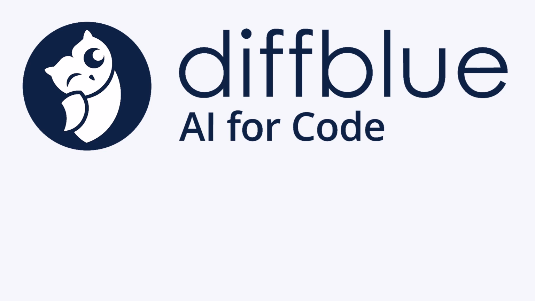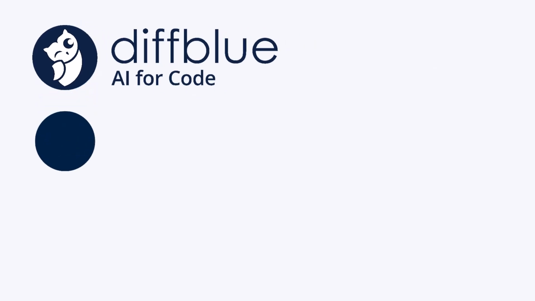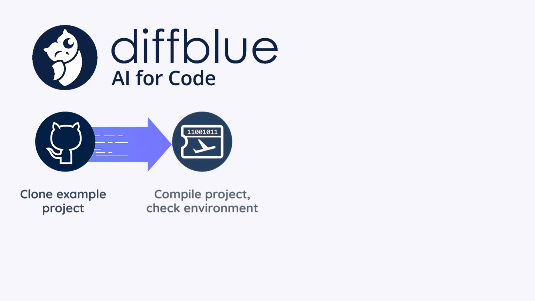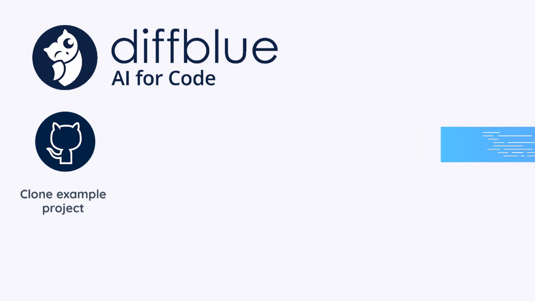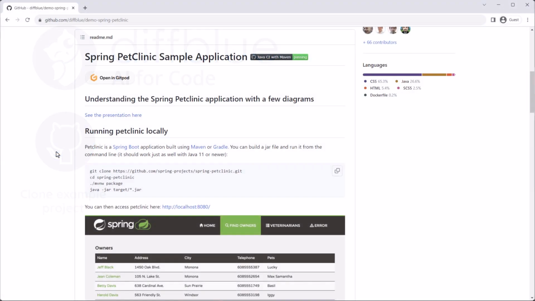Now we can start using Diffblue Cover. There are three key steps in this demo. We'll clone an example project, compile the project and check our environment, and then write some tests. First, we'll clone the example project.